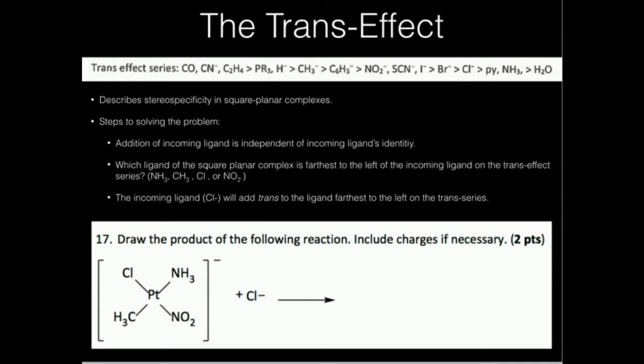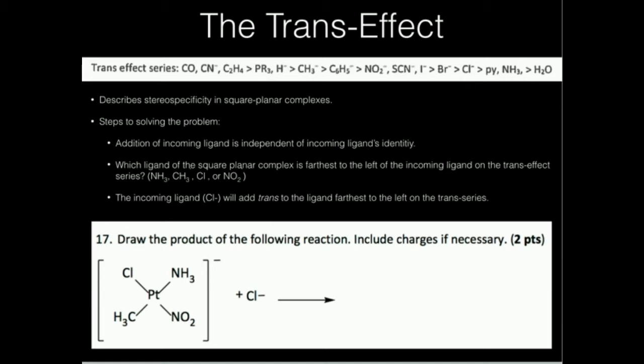So if you get a problem on your test and you see something that looks square planar plus a ligand, that probably means you're going to have to use the trans effect. So let's go over basically how to do this. The first point to understand: the incoming ligand, the location on the central atom that it adds to, is independent of the identity of this ligand. Okay, the identity of the chloride doesn't play a role with where it adds. Where it adds is dependent on the four ligands around the metal.